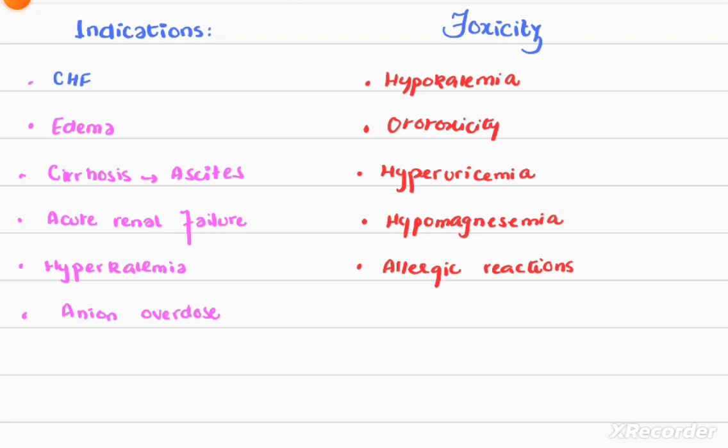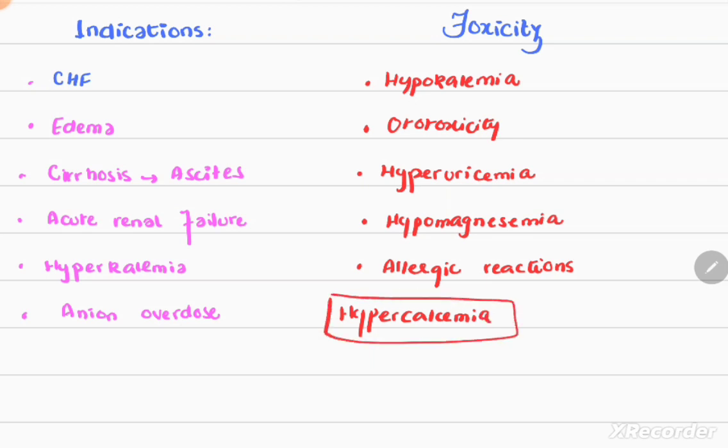Now there is a very important concept which I am going to explain to you guys. We have already discussed that NKCC2 along with sodium, potassium and chloride, magnesium and calcium is also lost. However, loop diuretics cause hypokalemia, they cause hypomagnesemia, but they cause hypercalcemia as well, which is a paradoxical effect as opposed to the mechanism of the action of the drug.